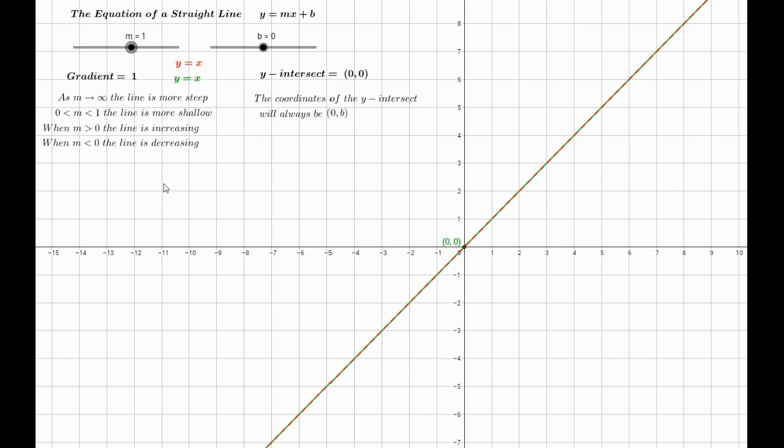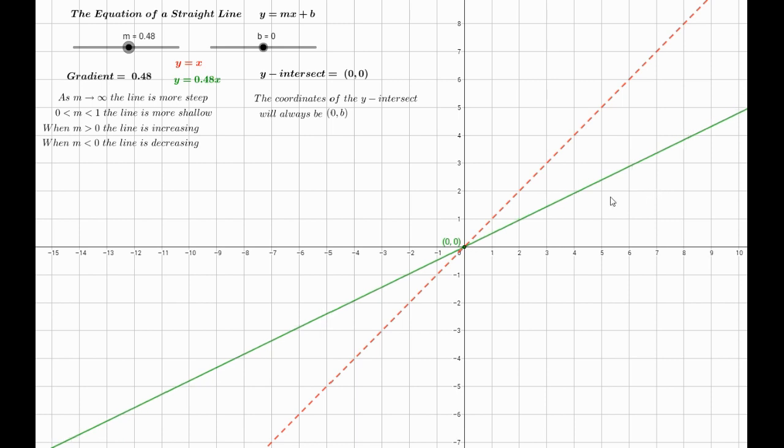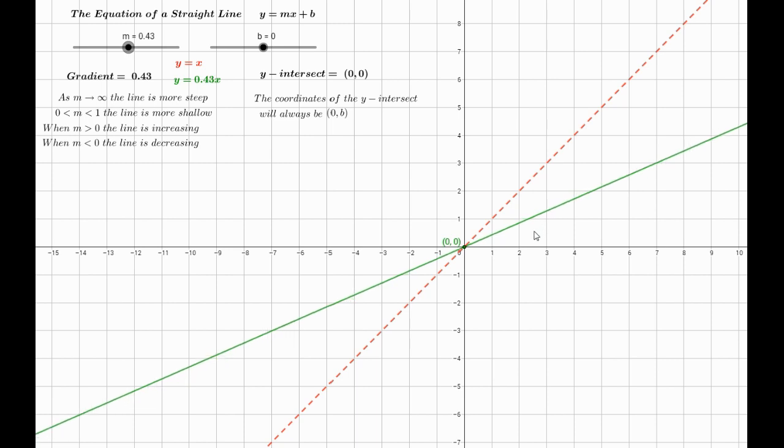So let's take a look now. What happens when we make this value of m smaller than 1, but bigger than 0? Take a look. There's not much of a change here. 0.99, 0.98. I'm going to start just tapping on my keyboard here so you can see it change ever so slightly. So as you can see, as m gets closer to 0, it's becoming more shallow than the original line, y equals x.